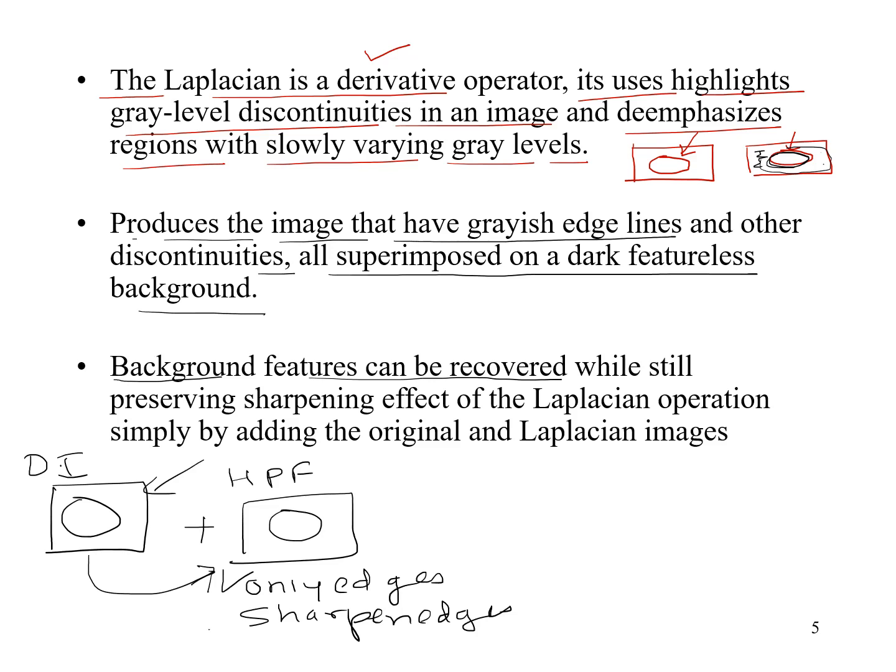sharp image, right? So when I talk about the high pass filtered image, I'm getting only the edges, okay? But if you add it to the original, you will get the original image plus sharpened edges. Okay, so this is what is written here. Background features can be recovered while still preserving the sharpening effect of the Laplacian operation simply by adding the original image to the Laplacian image.